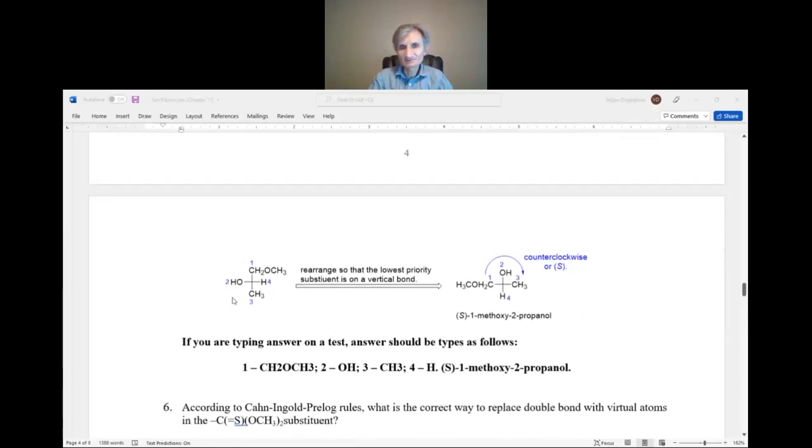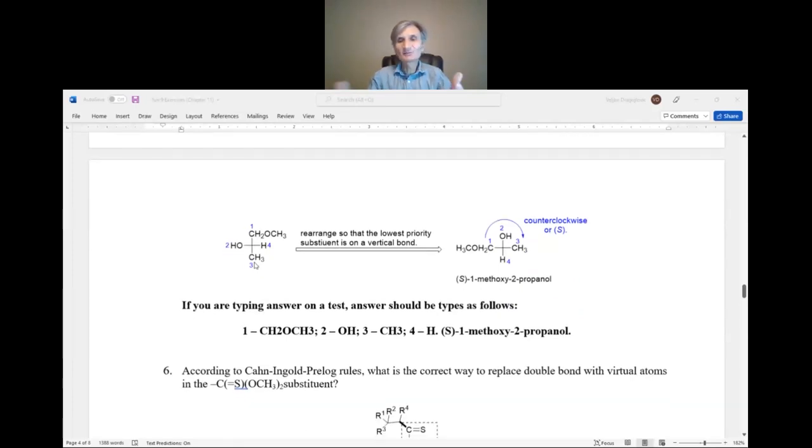And so this is the order of priorities. Hopefully by now from chapter 8, you know how to determine order of priorities. Atom with highest atomic number has the highest priority. And then if you have multiple bonds, you may have to convert multiple bonds to virtual single bonds, virtual atoms, and so on. We will deal with that part in the next question. In this case, you don't have multiple bonds. So all that you're doing is determining the order of priorities.